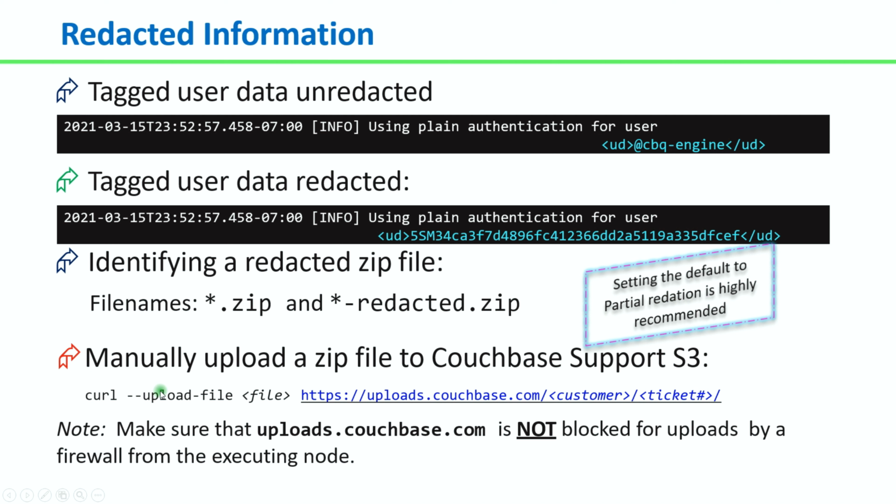This is a curl command to manually upload a zip file to Couchbase support. It uses uploads.couchbase.com/customer, which is usually your organization name, and the ticket number, then a slash. This ending slash after the ticket number is also important. Make sure that uploads.couchbase.com is not blocked by your organization firewall.